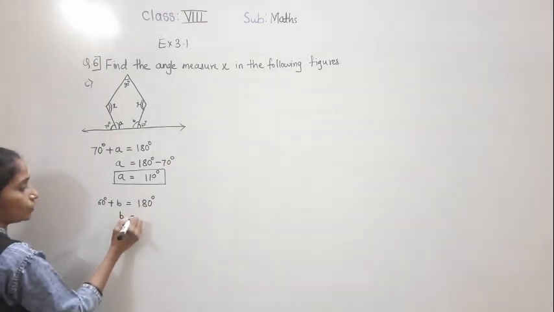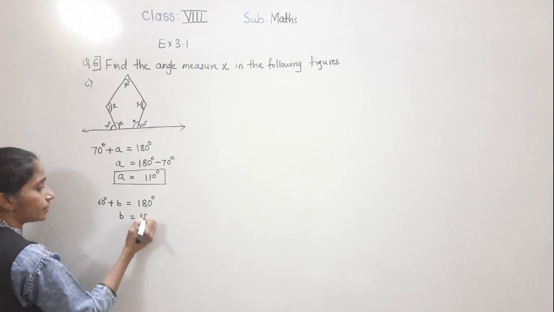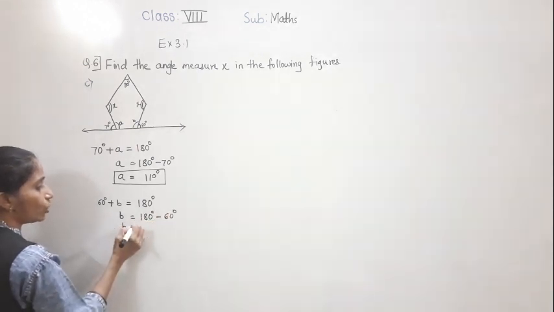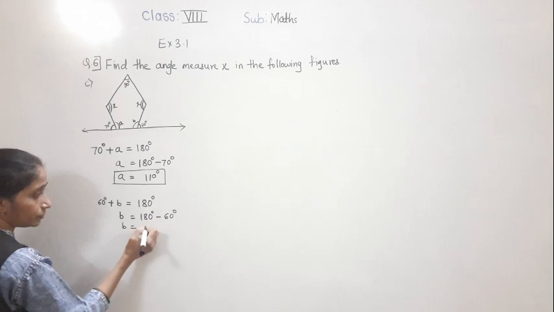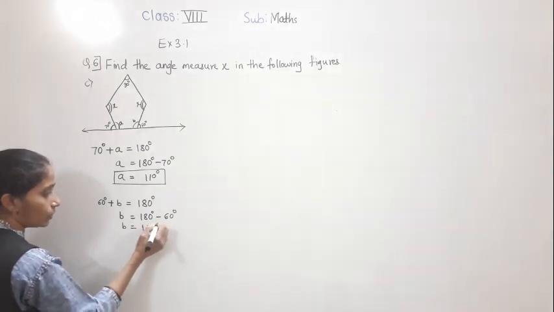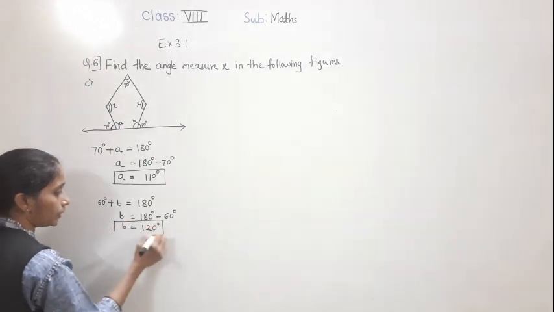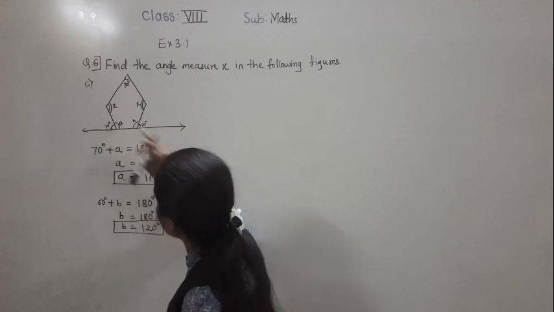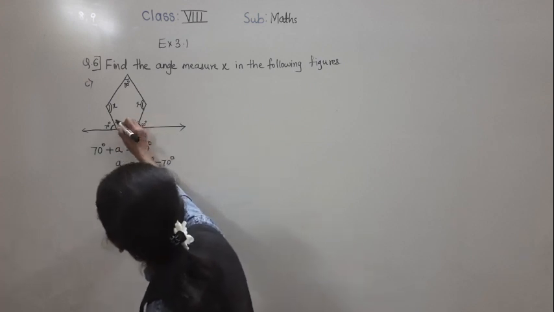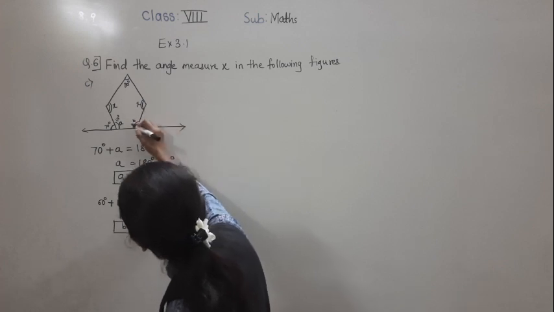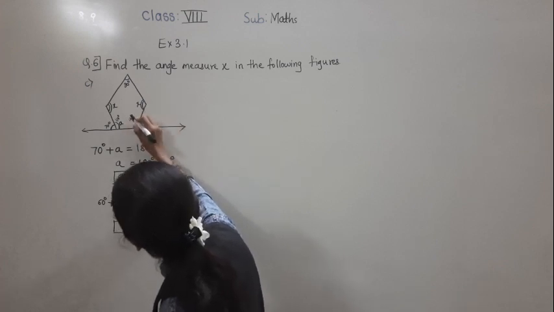Now b is equal to 60, we will transfer to this side, then it will become minus. So minus 60 degree. So what did we get for b? 0 minus 0, 0; 8 minus 6, 2; 1. 120 degree. So we got this a as well as b. These interior angles we got. Now, A we got 110 degree. B we got 120 degree.